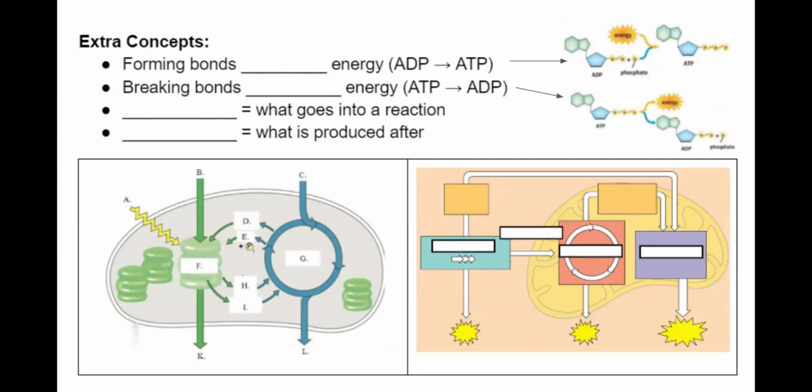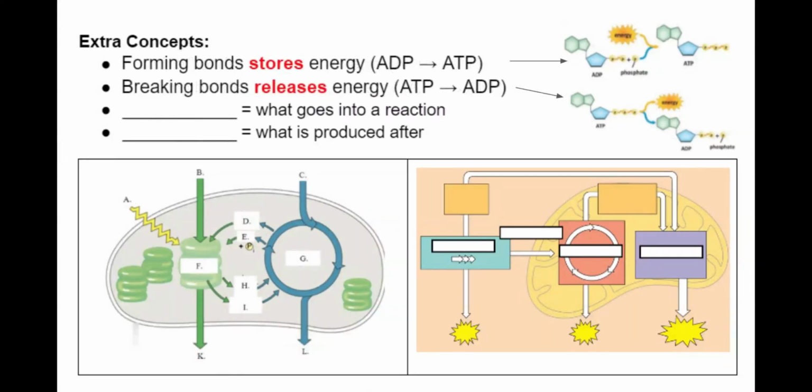So we're storing it, and we're storing it to make ATP. The other one, you can see we have those 3 phosphates for the ATP, but we break off one, and that is going to release energy. So we know that forming bonds stores energy. This is going from ADP to ATP, and breaking those bonds, that phosphate off to set it down to 2, is going to release the energy.